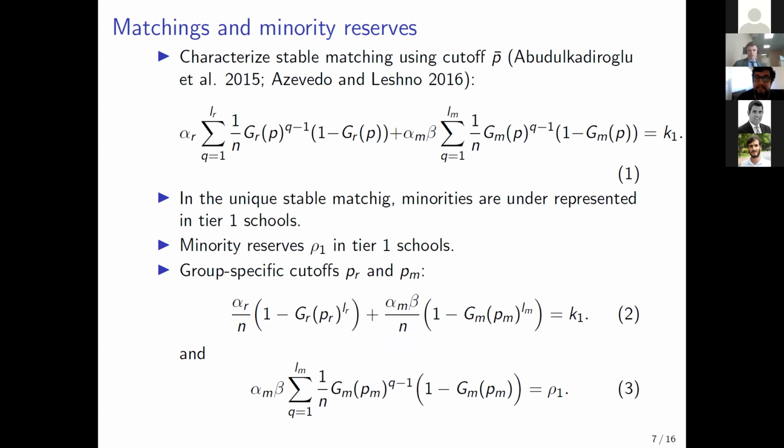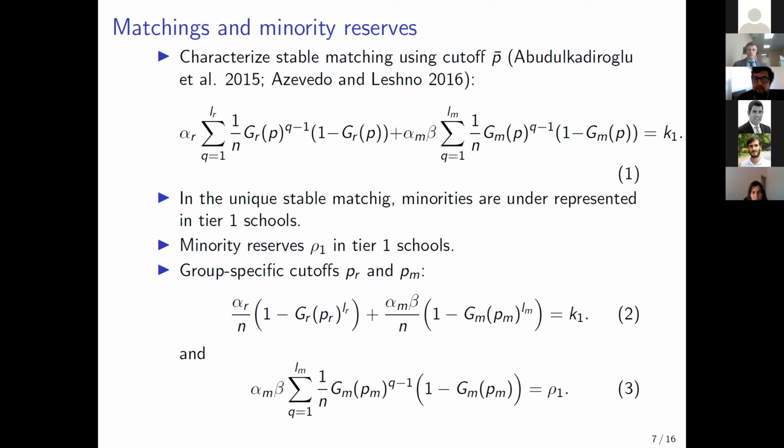So we're going to characterize matchings using cutoffs. We're going to characterize a stable matching using the cutoff bar P. The cutoff bar P should solve a market clearing condition for tier 1 schools. So what we have here is, given the cutoff, the total demand for tier 1 schools. There is a unique cutoff that solves this equation, and therefore there is a unique stable matching. Under this unique stable matching, minorities are underrepresented in tier 1 schools, because essentially the main driver of that is the fact that minorities apply less to tier 1 schools, to popular schools.